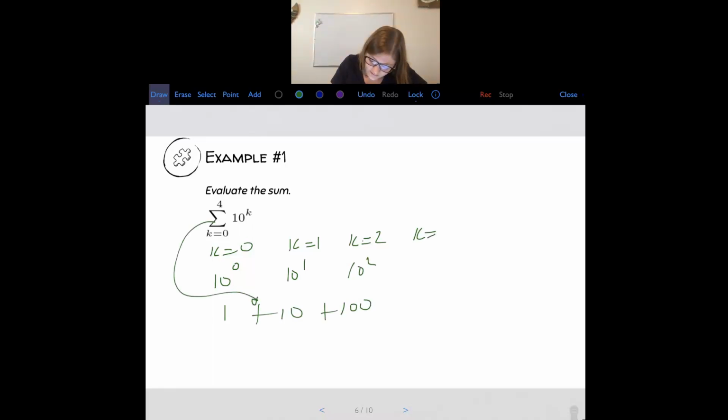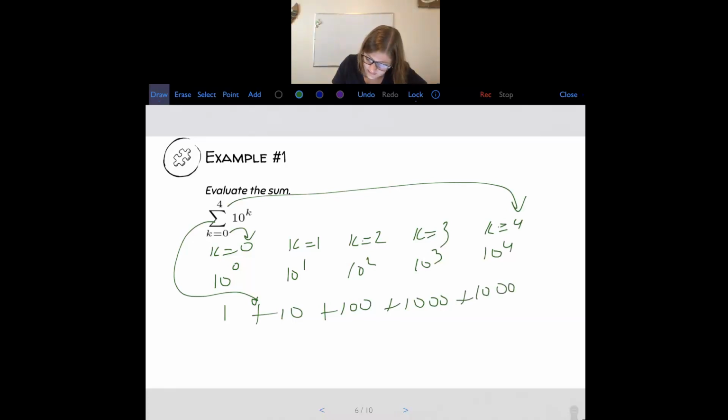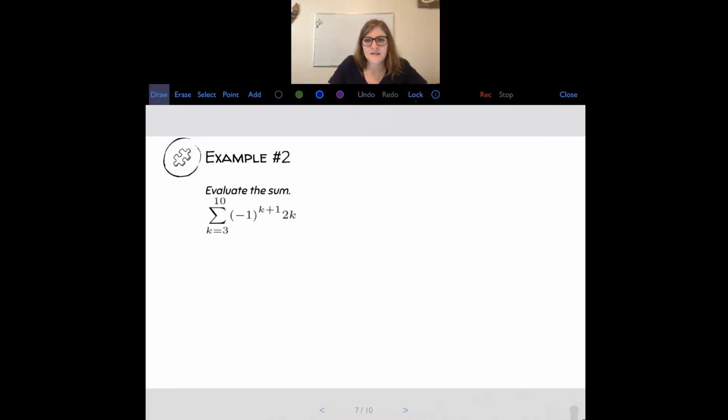Okay, so k is 3 is 10 to the third, which is 1,000. And k equals 4, and this is where we stop. k is 0 is where we started. 10 to the fourth, which is 10,000. Okay, so we add all those up. You can add them up by hand or put it in your calculator or do one and then check with the other, and we should get 11,111. So that would be the sum as k goes from 0 to 4 of 10 to the power of k.